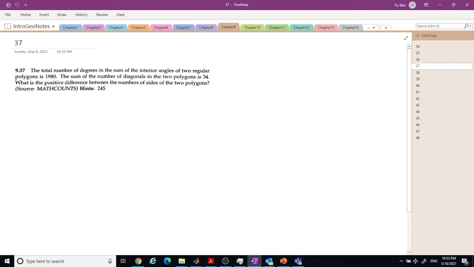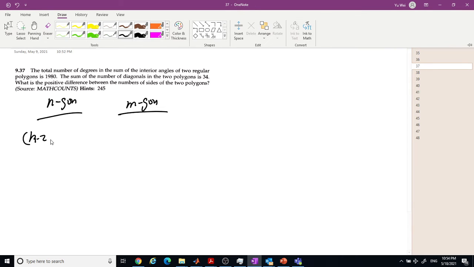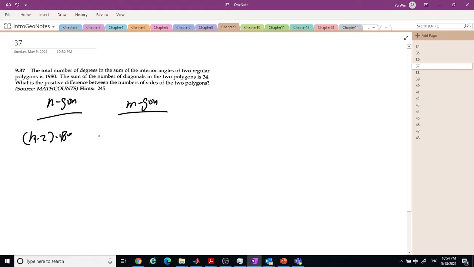Next. The sum of the interior angles of two regular n-gons. So let's see, we have a regular n-gon and a regular m-gon. We have two regular polygons, and the total number of degrees of the interior angles is (n minus 2) times 180 plus (m minus 2) times 180, which is equal to 1980.